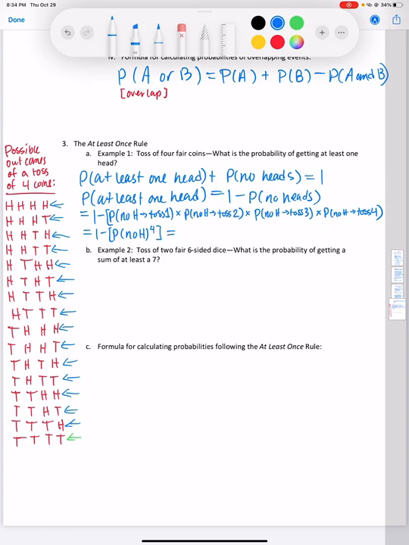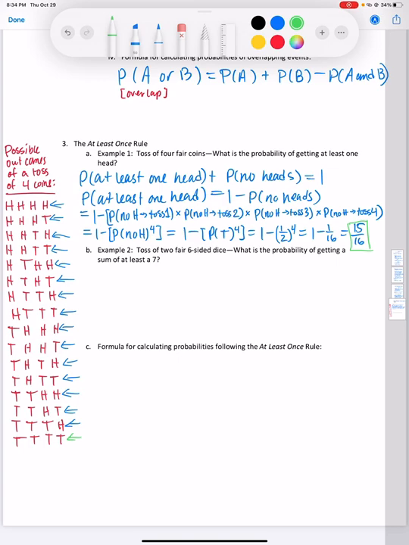Now, the probability of not getting heads is like getting tails, which is 1/2. So it's 1 minus the probability of getting tails to the 4th power, equals 1 minus 1/2 to the 4th power, which is equal to 1 minus 1/16, which is equal to 15/16. All right, so that confirms what we explored manually. So this calculation is very helpful.